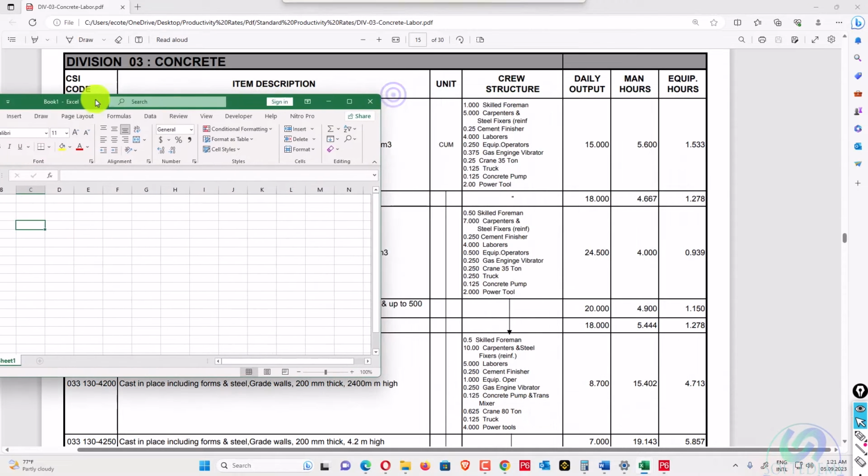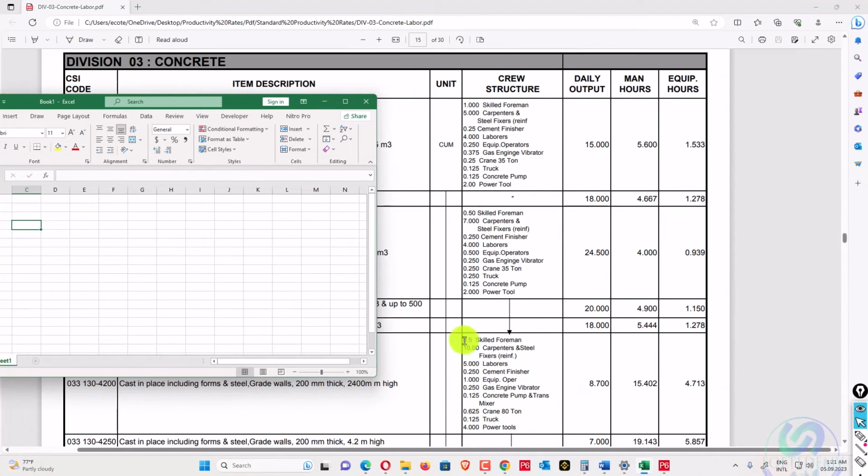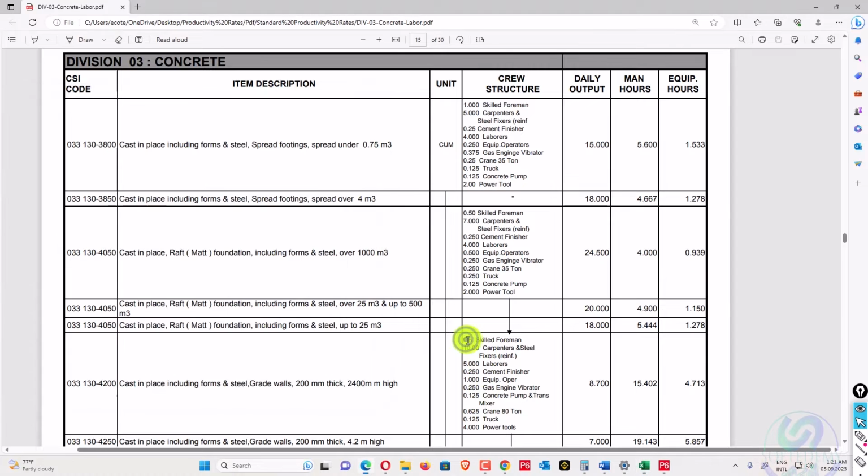If I select this one, it includes 0.5 skilled foreman up to here, equipment operator. This is labor and this is non-labor. So I have shown other productivity rates. In some places there are only labor resources and somewhere alone there is machinery. But in this type of divisional base, this is based on BOQ type. So this whole productivity rate is based on BOQ.